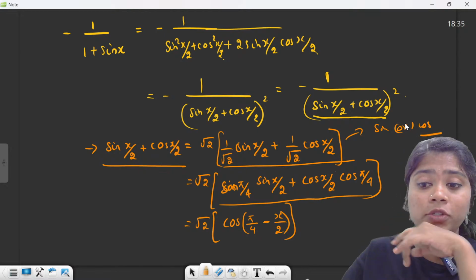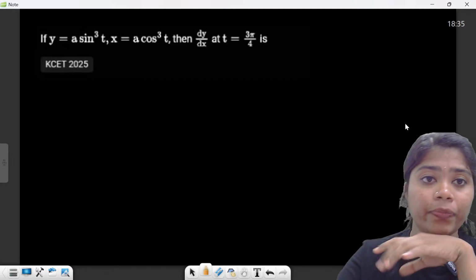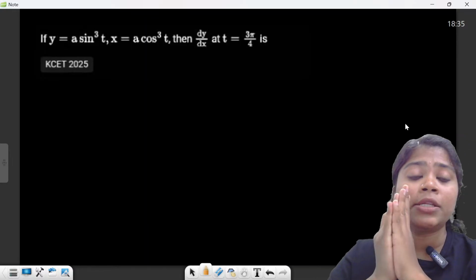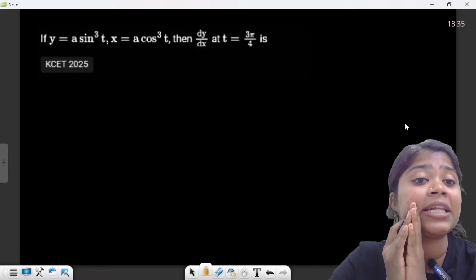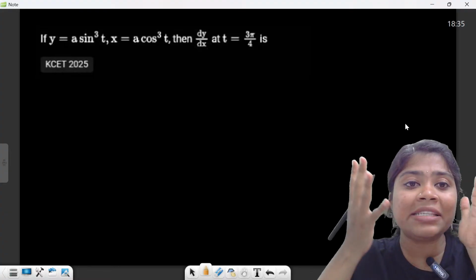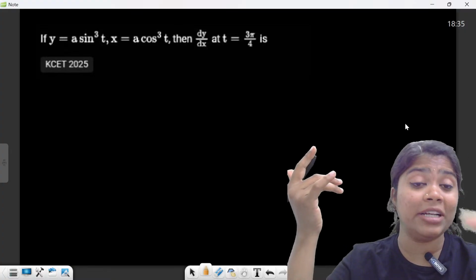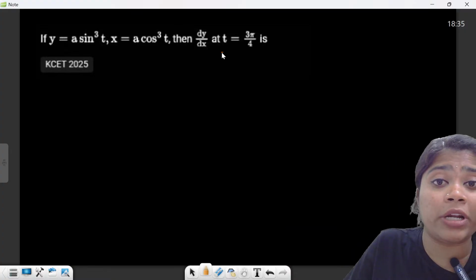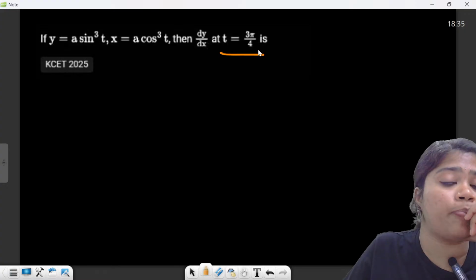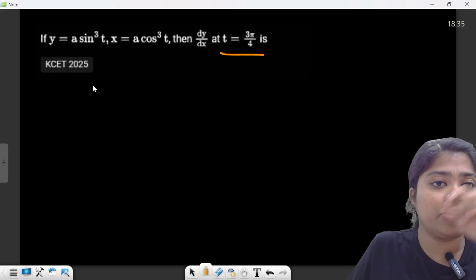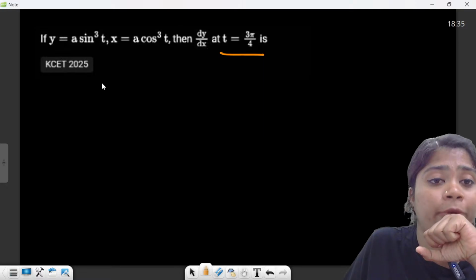Okay. So try to solve this. So this is also a question which was asked in KCET 2025. A similar type we solved in NCERT. A similar question we have, but here particularly they have given t is equal to 3 pi by 4. That's it. Shall we solve? So it's a parametric form differentiation.